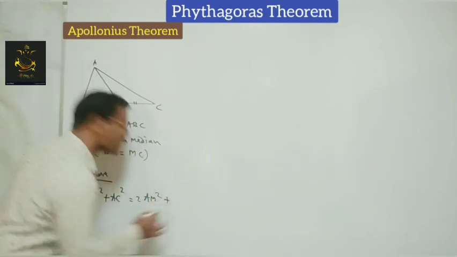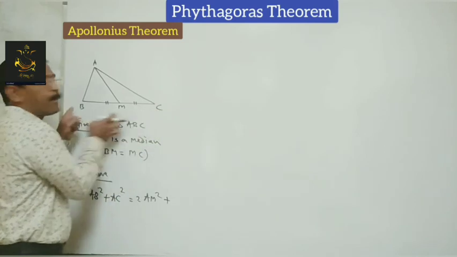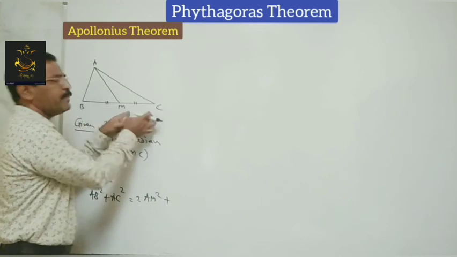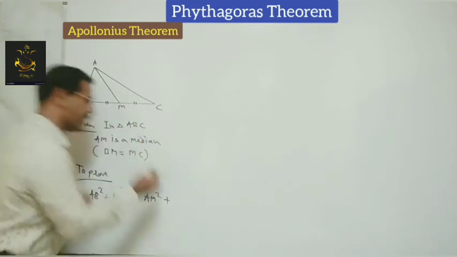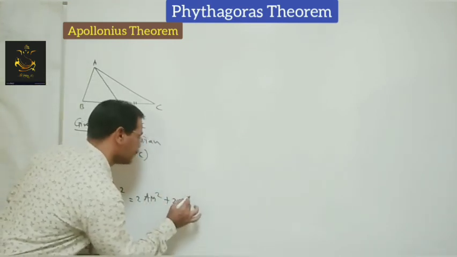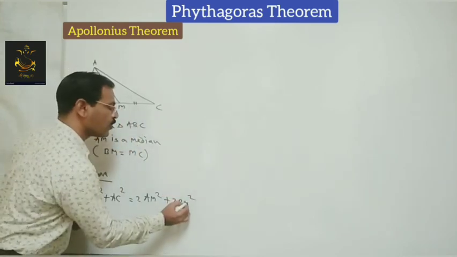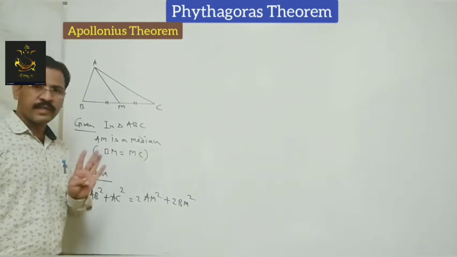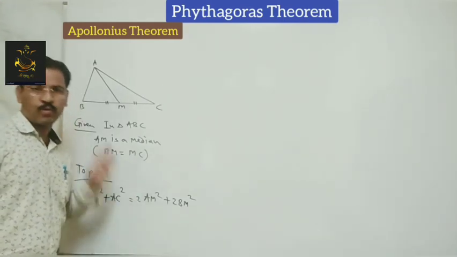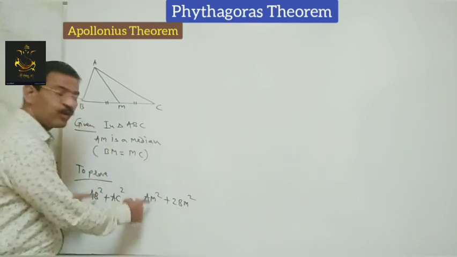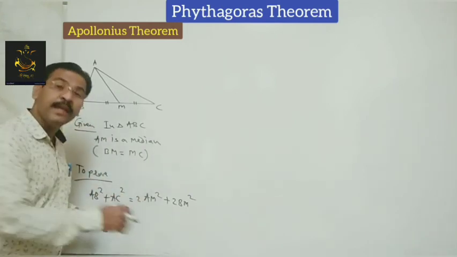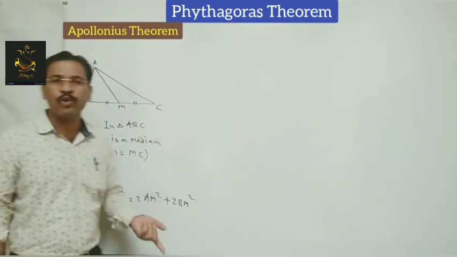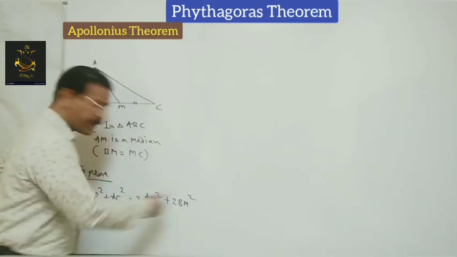Plus, now here there are two parts of that base. You can take any one part, either BM or MC, because both are the same. So I'll take BM, twice of BM square. This is what we have to prove. Understand what I'm writing here? Just remember, because we are going to use this particular part directly in some examples, whenever they are given to us in this form, we have to apply Apollonius. That time you have to write this directly.